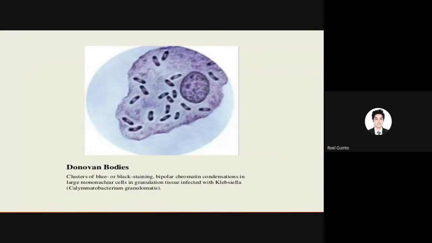So sabi, clusters of blue or black staining, bipolar chromatin condensations in large mononuclear cells in granulation tissues infected by Klebsiella granulomatis. So sinabi natin, bipolar staining. Kasi ito yung kanyang both ends. Next.